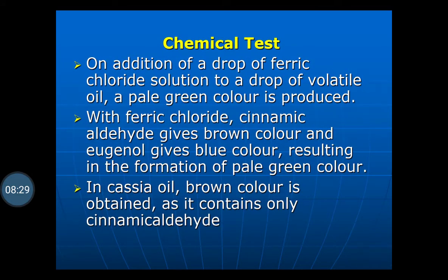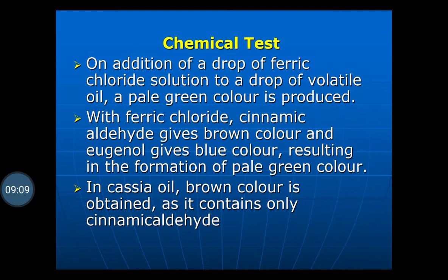Chemical test: on addition of a drop of ferric chloride solution to a drop of volatile oil, a pale green color is produced. With ferric chloride, cinnamic aldehyde gives a brown color, whereas eugenol gives a blue color. Both are active chemical constituents present, resulting in the formation of pale green color.